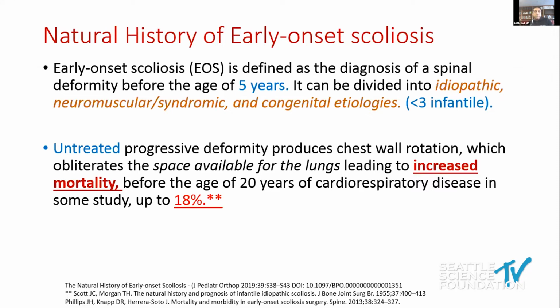By definition, early onset scoliosis is the type of spinal deformity that usually starts before the age of 5. In some literature, below 3 years is termed infantile, and there are different reasons for it. It could be true idiopathic early onset or other syndromic or some congenital etiology as well. The untreated forms that are progressive can really affect the patient's mortality rate, up to 18% in some studies. And that is usually due to lung insufficiency following the excessive spinal deformity.